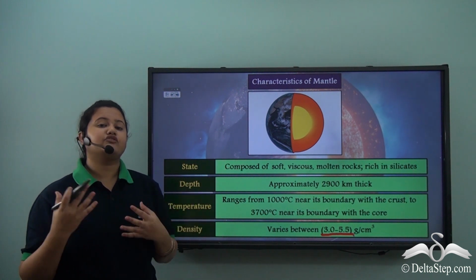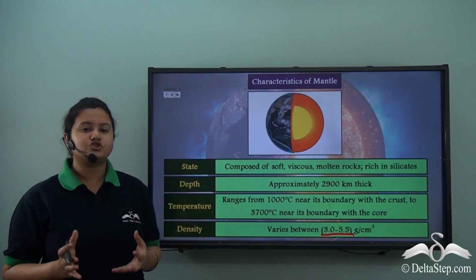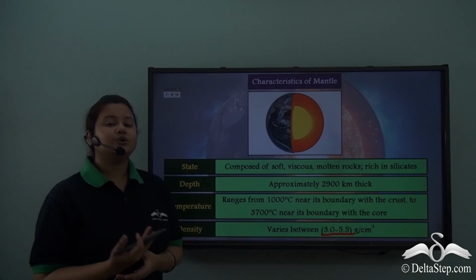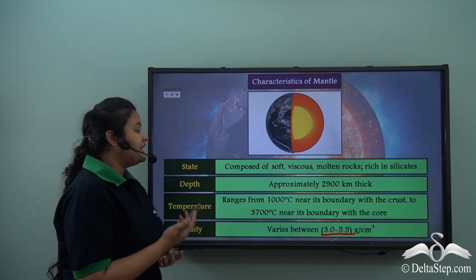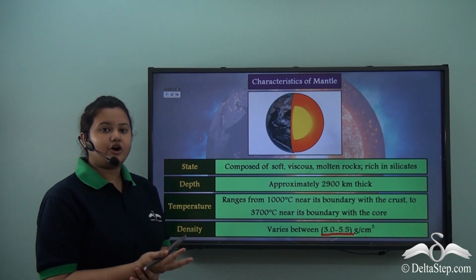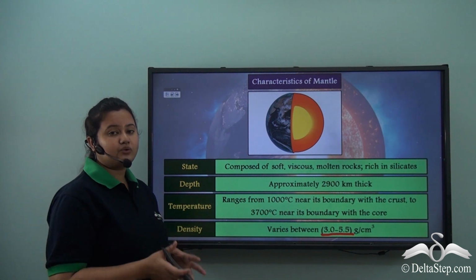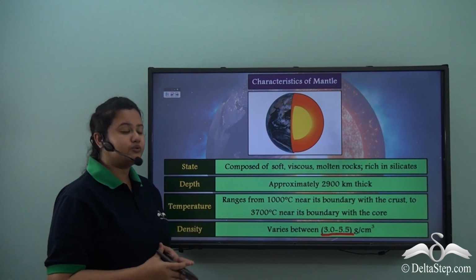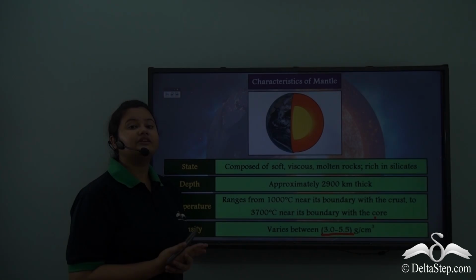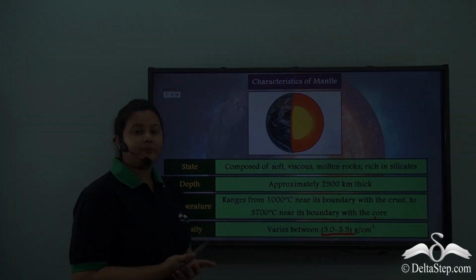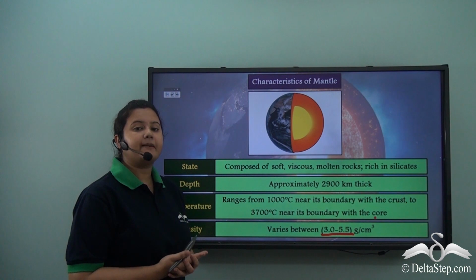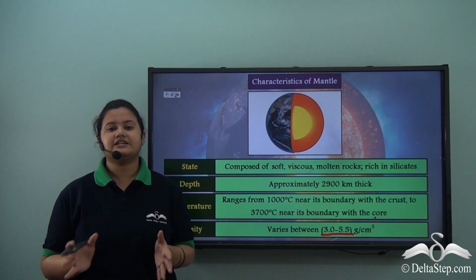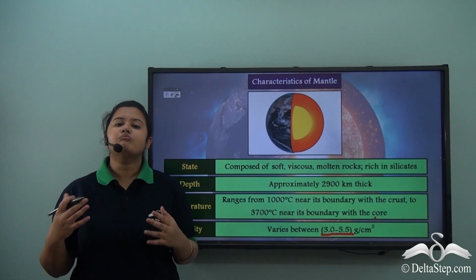Mantle is composed of soft molten rocks, and these rocks are rich in silicates. The thickness of mantle is approximately 2,900 kilometers. The temperature of mantle ranges from 1000 degrees centigrade near its boundary with crust to 3700 degrees centigrade near its boundary with core. The density of mantle varies from 3 to 5.5 gram per centimeter cube. So we have already learned about the characteristics of mantle. Now let's learn more about mantle.